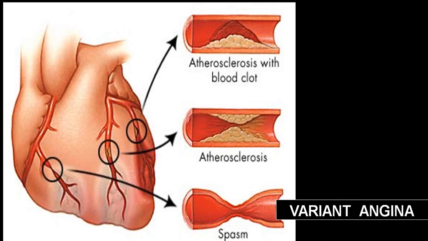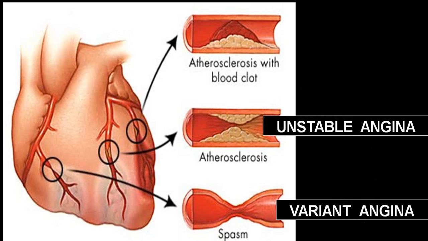So the classical example of spasm is variant angina. When there is a major occlusion, not complete, it will produce unstable angina, and when there is a complete occlusion, it will produce acute MI.